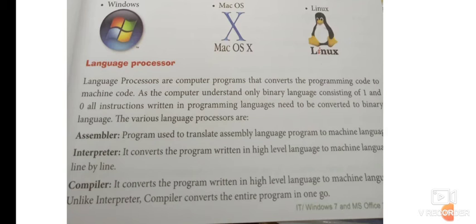The only difference between the interpreter and compiler is that the compiler translates the whole program into machine language in one go. It reads the whole program and then translates it into machine language. Unlike the compiler, the interpreter reads the program line by line and then converts it into machine language.